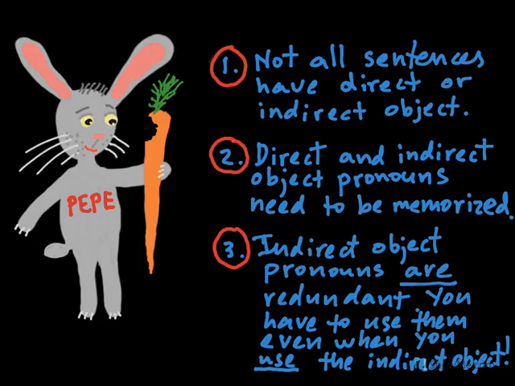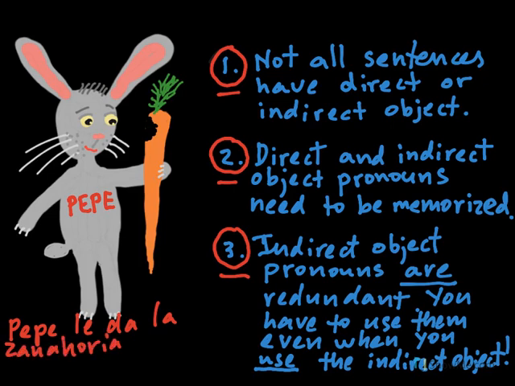And then finally, let's recapitulate. Number one, not all sentences have a direct or indirect object. Number two, direct and indirect object pronouns need to be memorized. Number three, indirect object pronouns are redundant, and you have to use them even when you use the indirect object. So you have to say Pepe le da la zanahoria a su amigo.